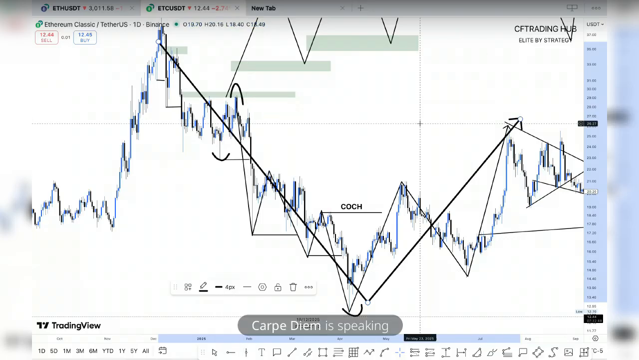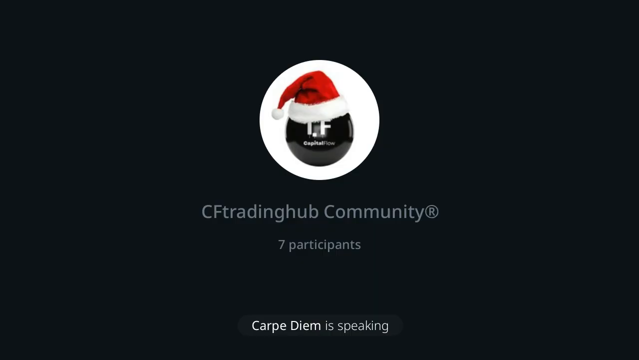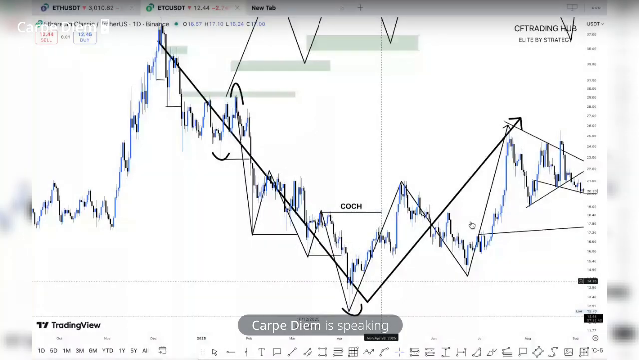So yeah, you guys can see that. We've changed from the bearish structure we had initially to what? To a bullish structure by what? By getting this change of character.